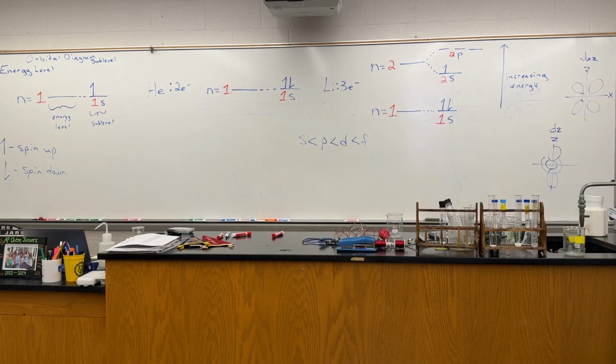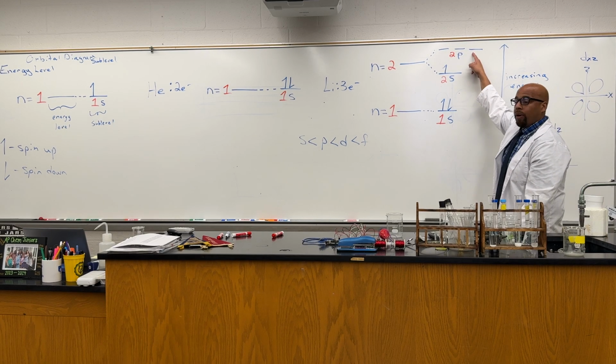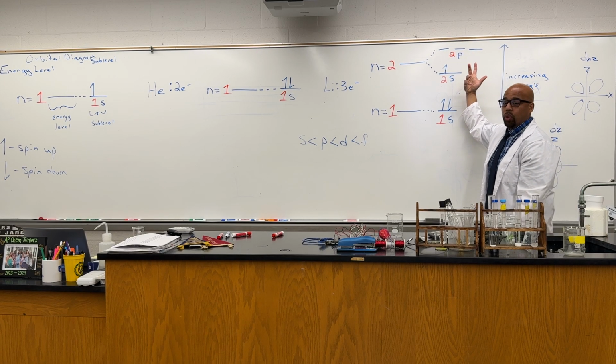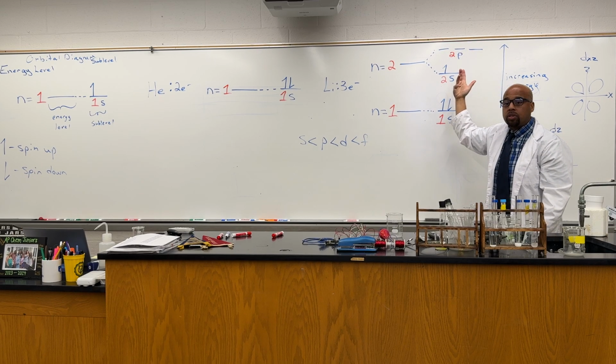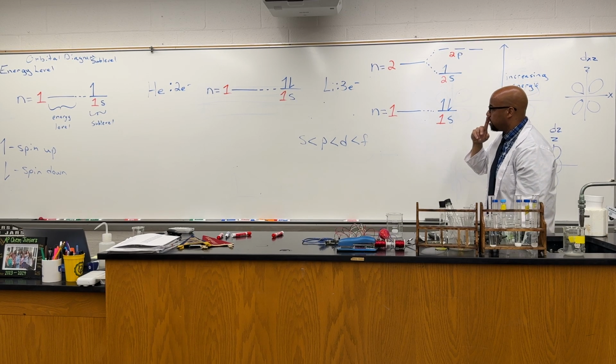And keep in mind that when you start drawing these orbital diagrams, you don't have to write this down. I tell students to do it just to get in the habit of knowing how this is going to split, but it technically doesn't exist. There are no electrons in the 2p.